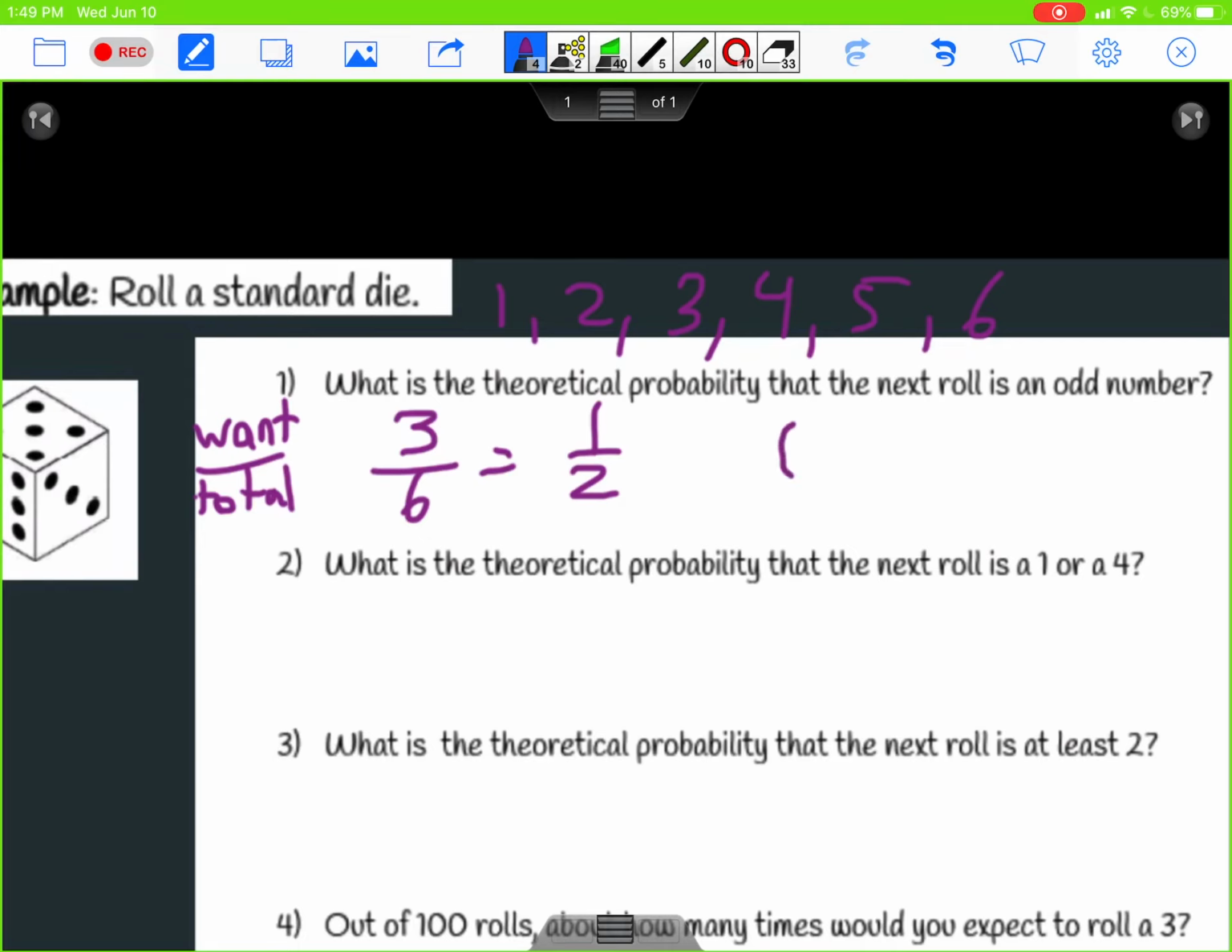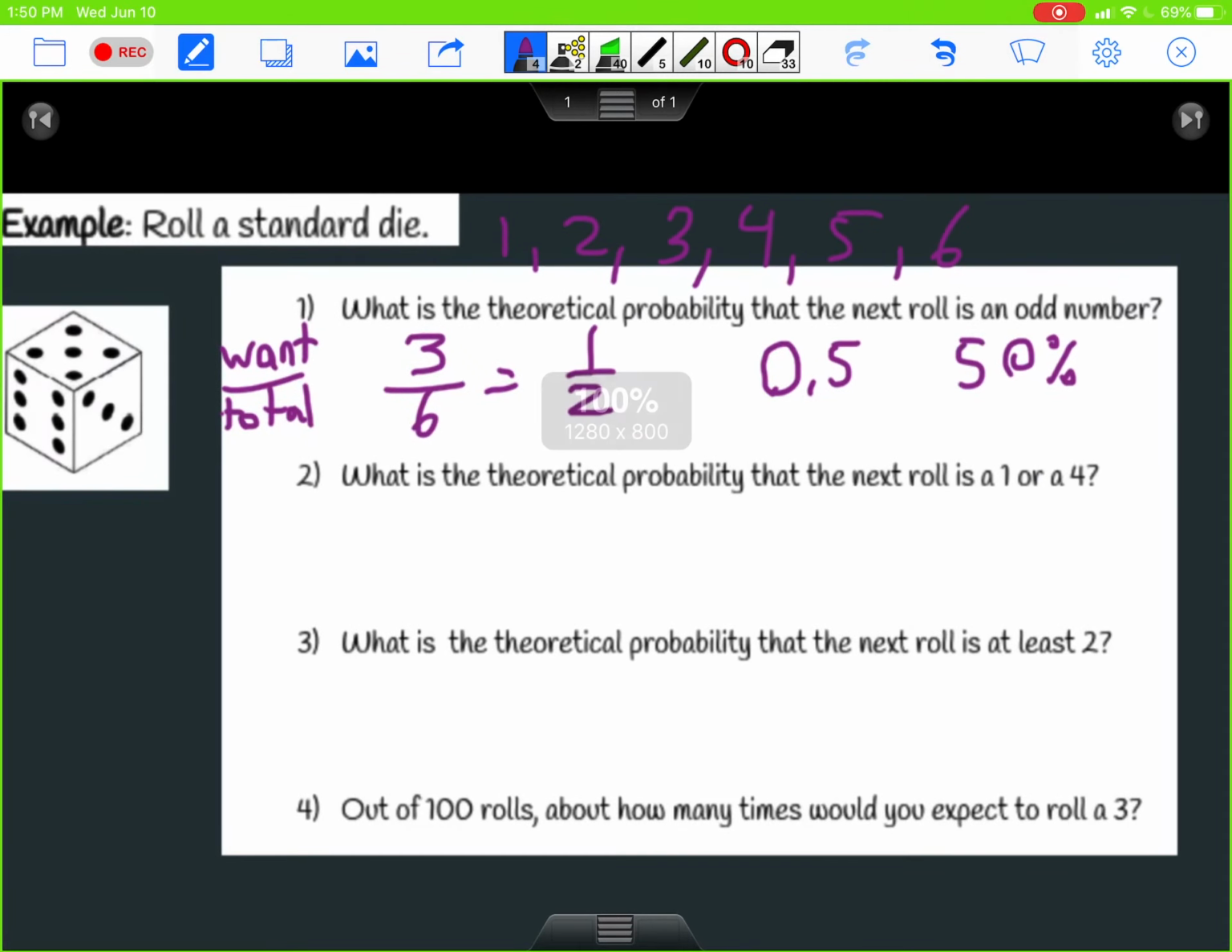If I ask, you have to change it to a decimal. This would be 0.5 or 50%. In this case, I'm not asking for you to change it. You could just keep it as a half, but if you feel more comfortable with seeing the decimal or the percent, that's also fine.